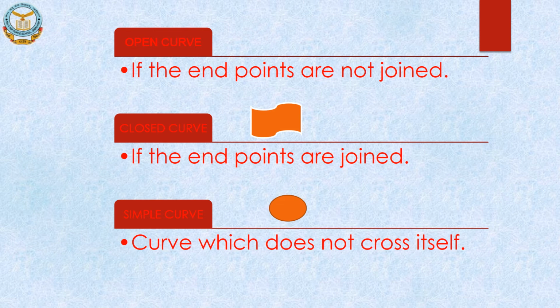Open curve. A curve which does not form a closed path is called an open curve. Or we can say, if the starting point and the end points are not joined together, then it is an open curve. Closed curve. A curve which forms a closed path is called a closed curve. Or if the starting point and the end points are joined, then it is a closed curve. Simple curve. A curve which does not cross itself is called a simple curve.